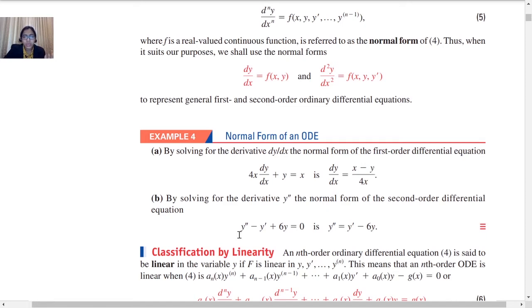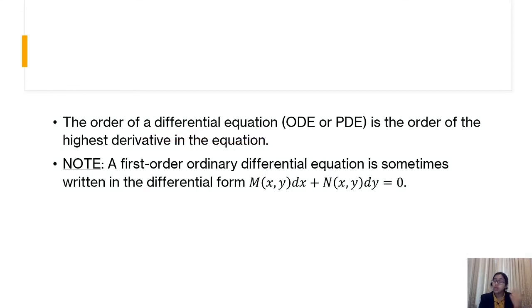And suppose we are given y double dash minus y dash plus 6y is equal to 0. So here the highest derivative is y double dash. So y double dash must be kept on one side and all other terms on the other side. Okay, so those are the two ways an ordinary differential equation can be written.